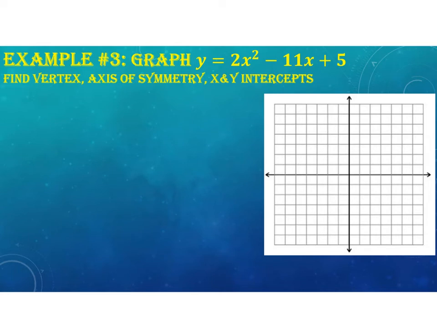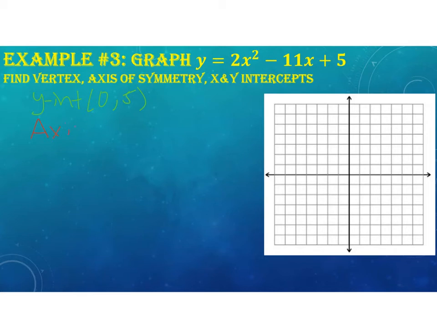Example 3, we're going to find all the same things. I want you to pause the video and see if you can find the y-intercept, axis of symmetry, and vertex on your own. All right, let's check and see if you got these correct. Y-intercept, 0, 5.